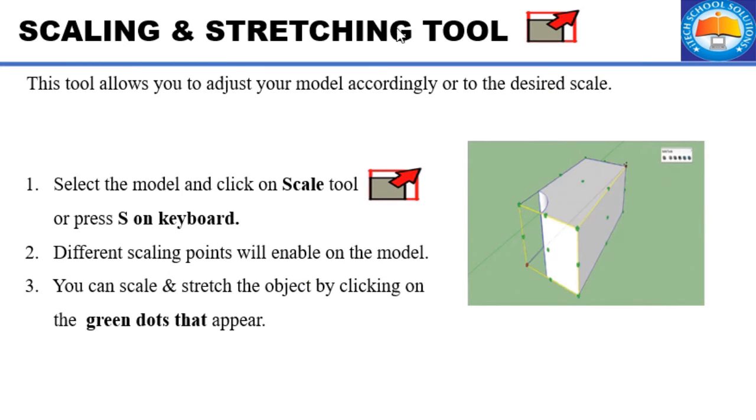Scaling and stretching tool. Children, this tool enables you to change the size of the selected object. For that, you have to follow these steps. That is, select the model and click on Scale tool or press S on keyboard. Different scaling points will enable on the model. You can scale and you can stretch the object by clicking on the green dots that appear.